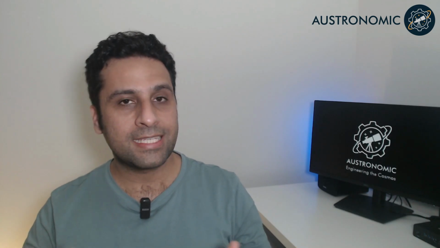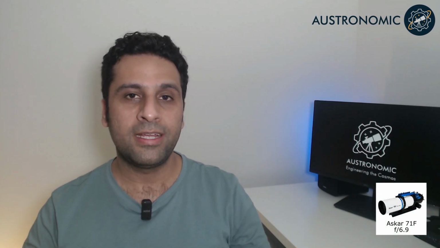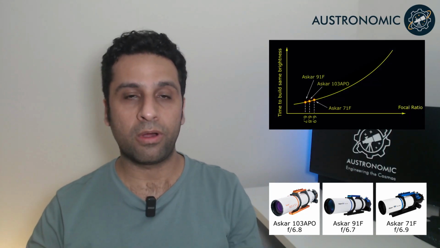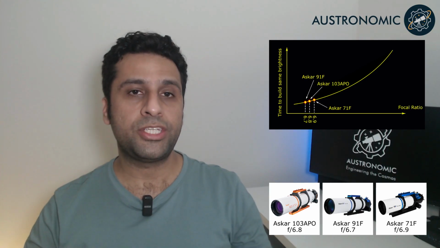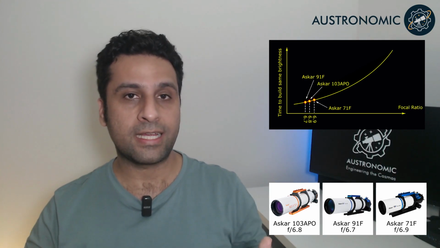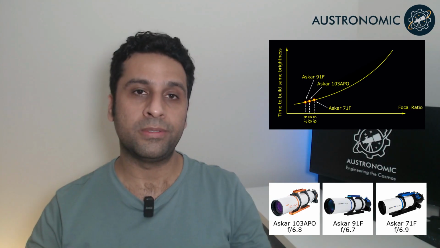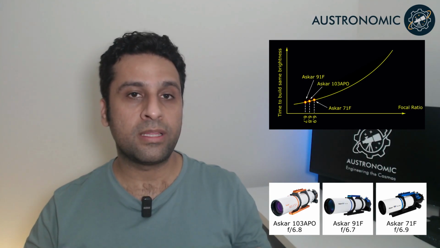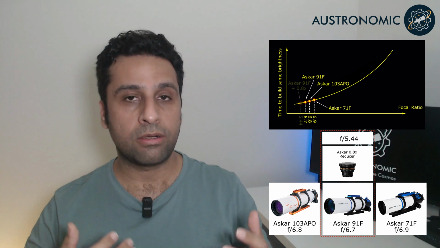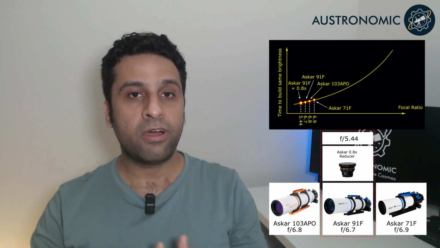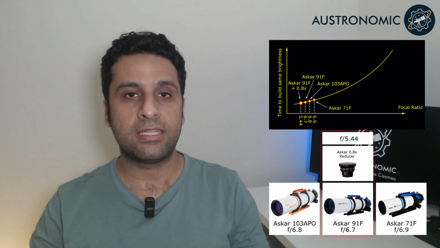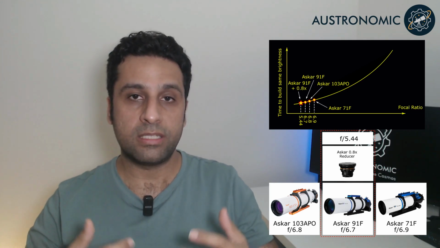Now we can place this in the broader instrument trade study. The ASCA 71F at f6.9, the ASCA 91F APO at f6.7, and the ASCA 103 APO at native f6.8 all lie in a narrow exposure efficiency band of focal ratio. Their deep sky imaging differences are therefore driven more by plate scale and field of view than by focal ratio alone. The non-obvious result appears when the 0.8x reducer is applied to the ASCA 103 APO. At f5.44, it becomes the fastest extended source configuration in the instrument set on this metric.